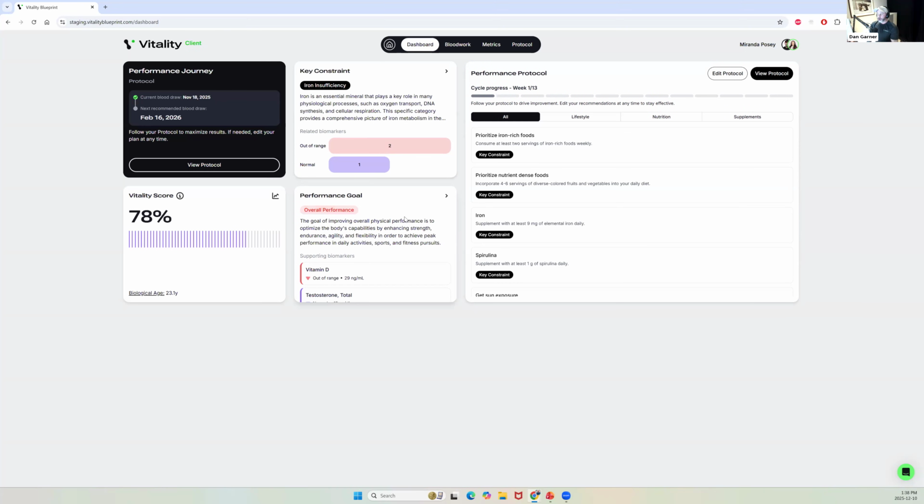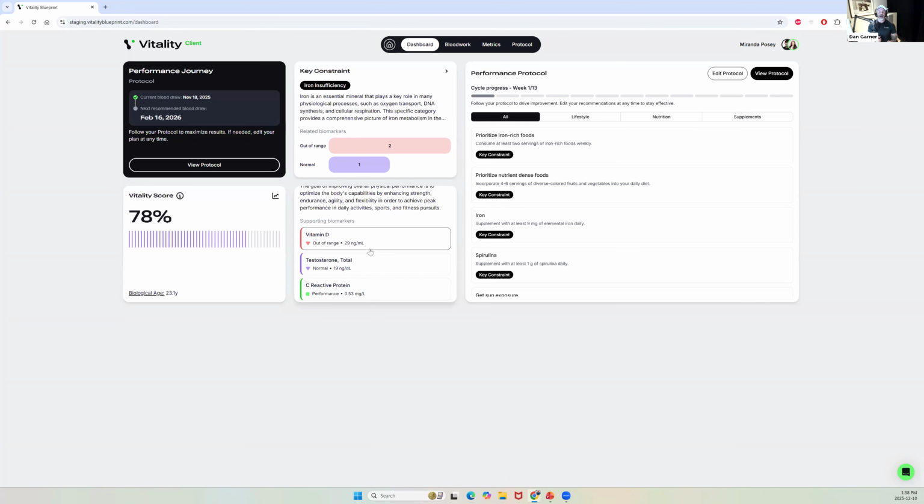But her goal was overall performance. Walter was just cognitive performance, I think he was. This Miranda, she chose overall performance, but she actually came back with low vitamin D. So this is an important call out, because we want to have their key constraints, but we also don't want to ignore things that are important to them. Right? She came back with low vitamin D.